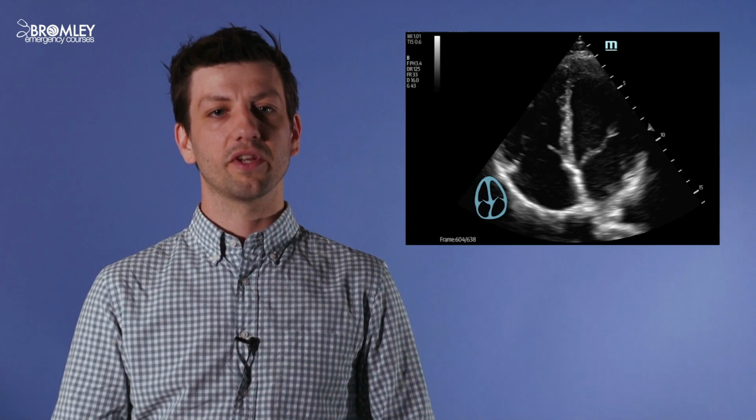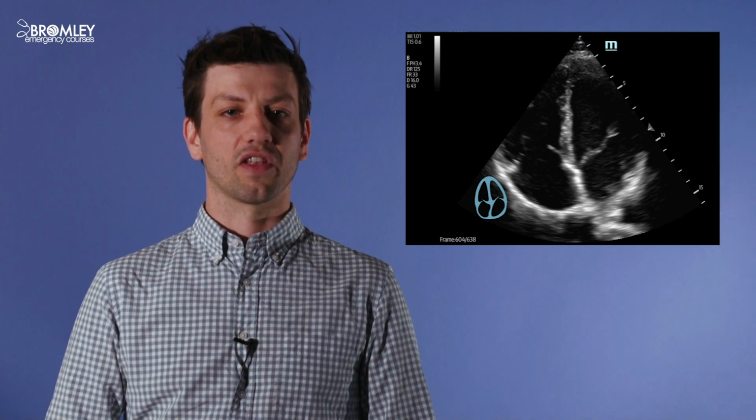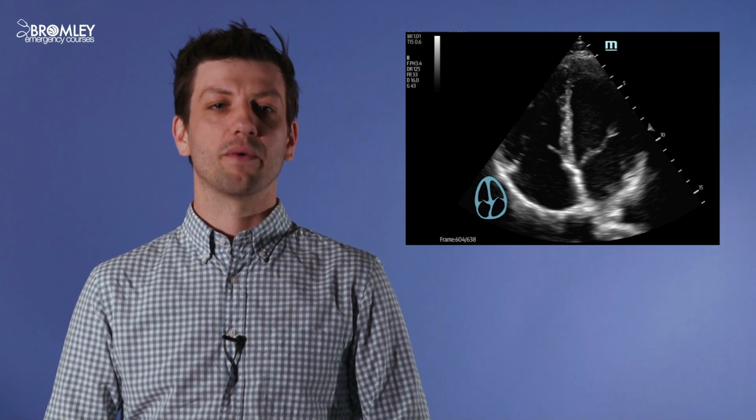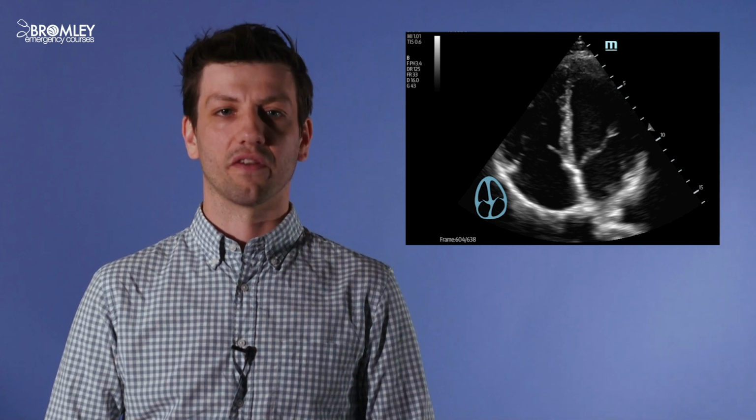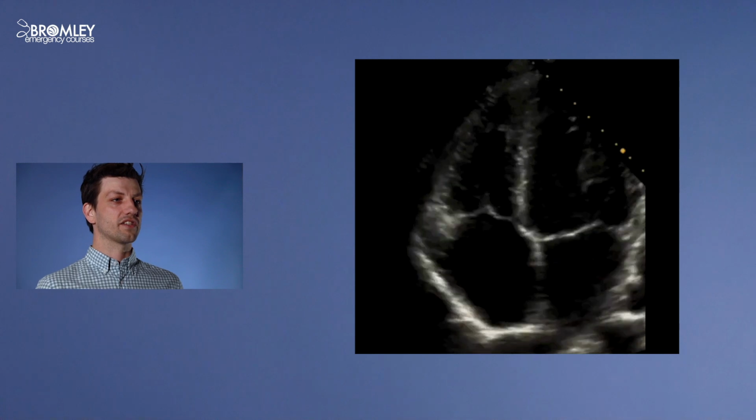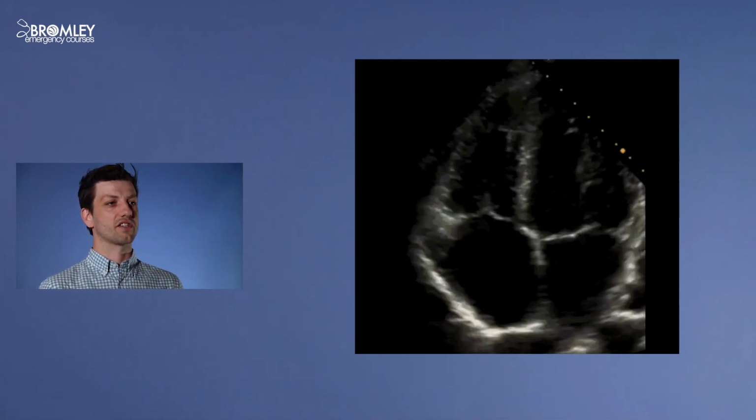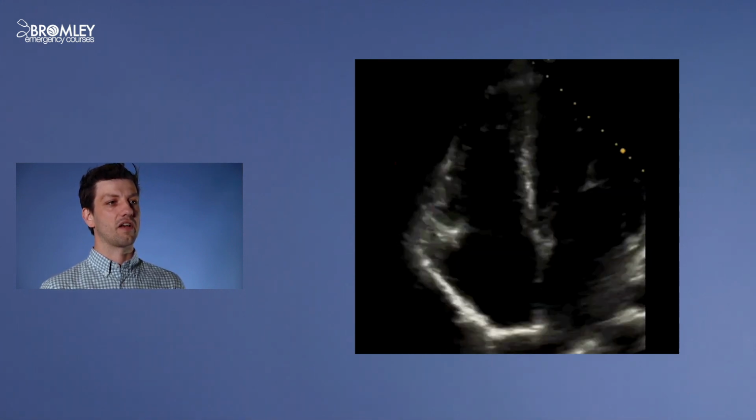Here we see a still image of the apical four-chamber view, and we see the right side of the heart, we see the left side of the heart, and we see the septum running down the middle of the image. And here we see that as a video. On the right-hand side of the slide, you can see the smaller right ventricle, and on the left-hand side, you can see the larger left ventricle.